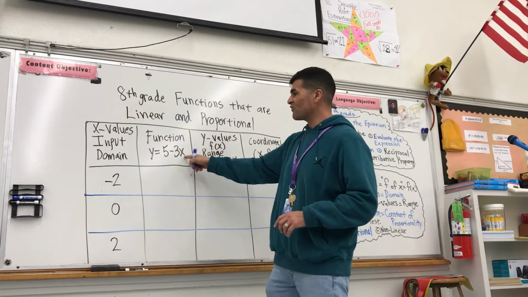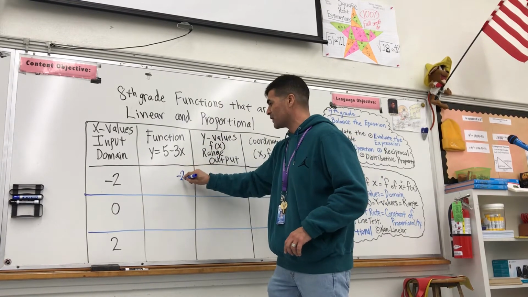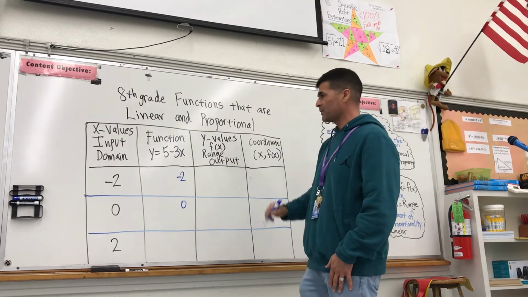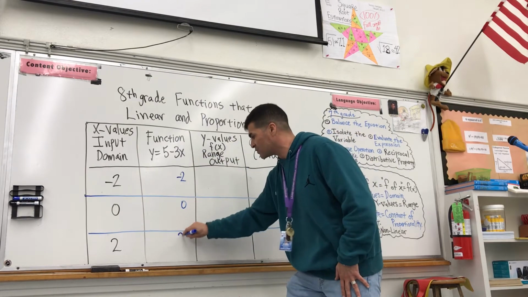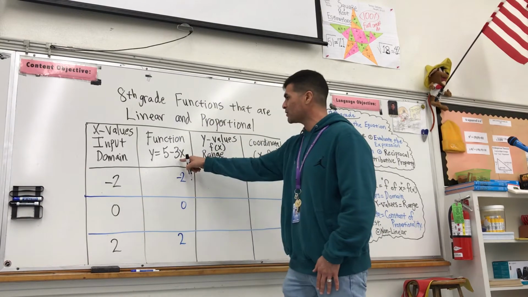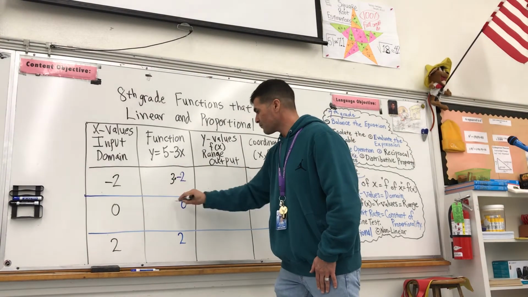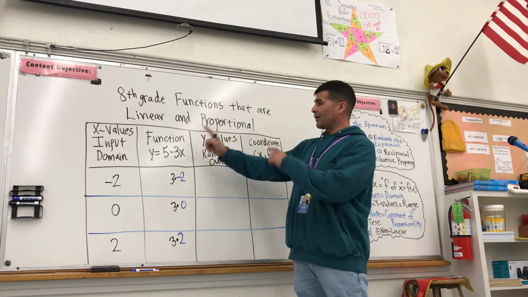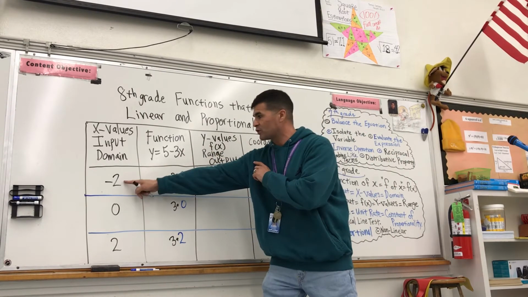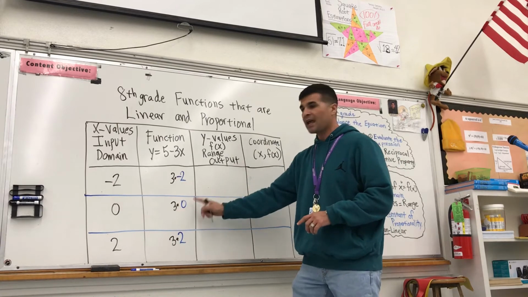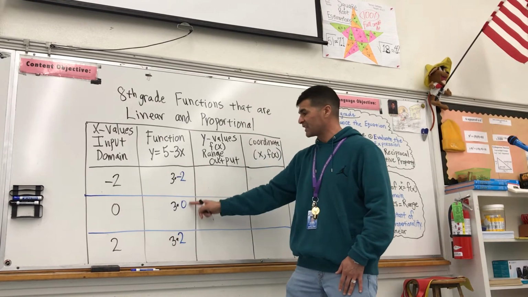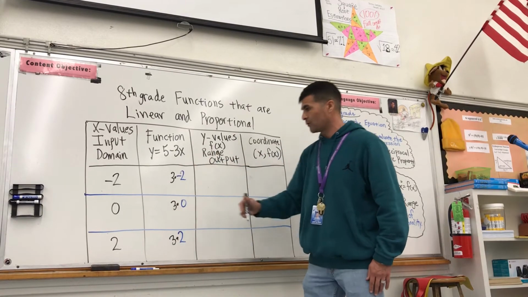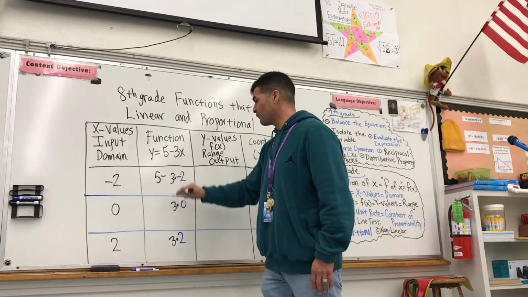We take our x value and we substitute in -2 here. And we use this x value here and we substitute in 0 here. And we take this x value and we substitute in 2. What we have to do is multiply this by 3. So I'm going to multiply all of these x values by 3. I'm taking 3 and multiplying it by -2, by 0, and by 2. Then I need to subtract this from 5.